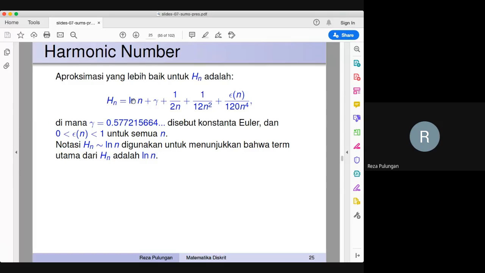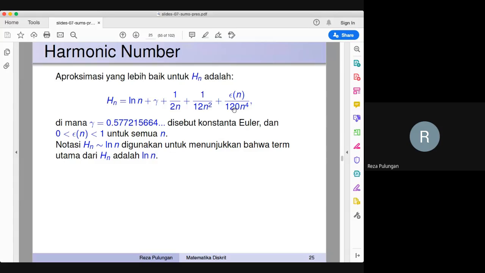Now, that means that the harmonic number is the natural logarithm plus this one. Let's look at the rest here. This one is a constant. That means that this is not getting larger, not getting smaller, it stays constant. But what about this one? When n gets larger, this gets smaller. When n gets larger, this gets smaller.